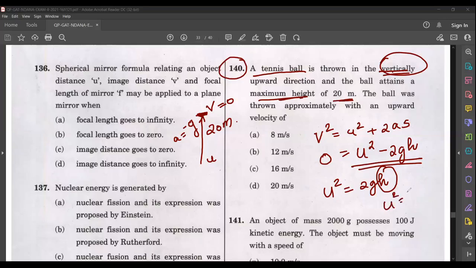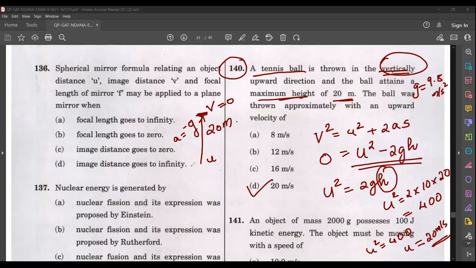So U square is equal to 2 into g. Actually g is 9.8 meter per second square, but here I am taking it as 10, into H. What is H? H is 20. So what you get? You get 400. So U square is equal to 400. So what is U, the initial velocity? That is 20 meter per second. Option D, 20 meter per second.